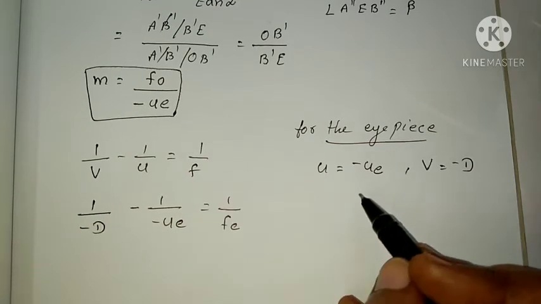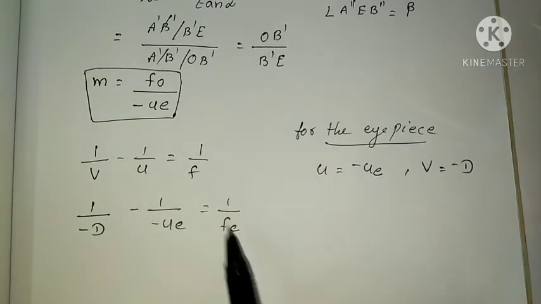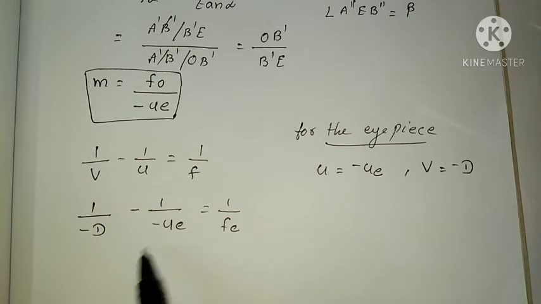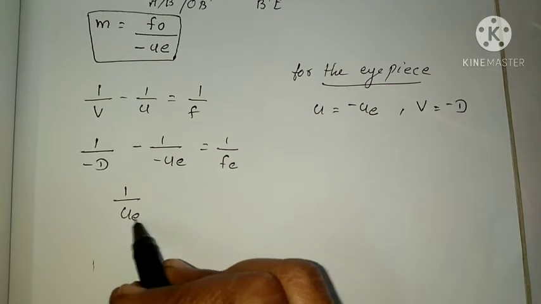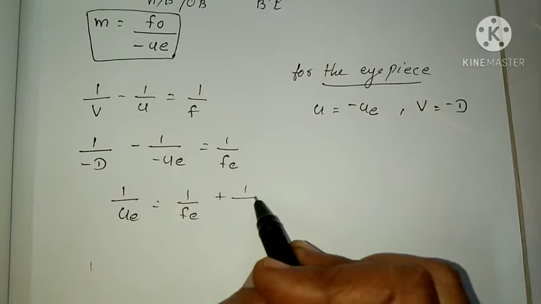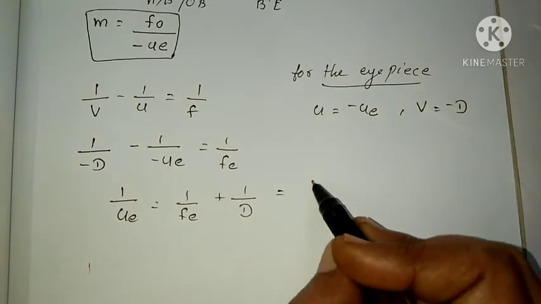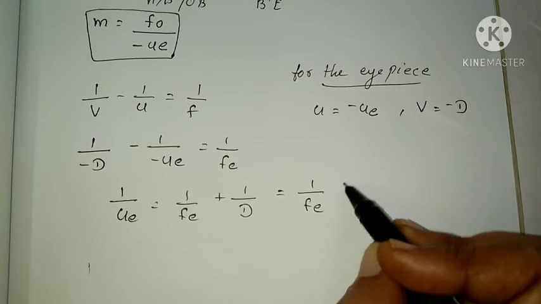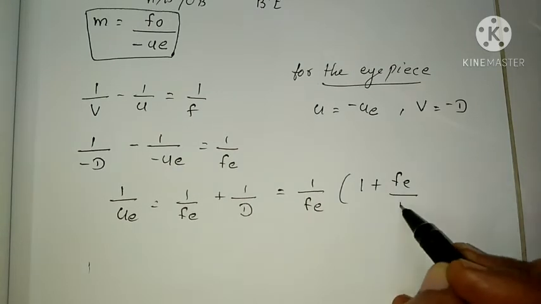So we are applying this formula for the eyepiece, so f equals fe. From this equation, minus into minus gives plus. So 1 by ue equals 1 by fe plus 1 by D. Then we can take the 1 by fe outside. What is remaining? That is 1 plus fe by D.